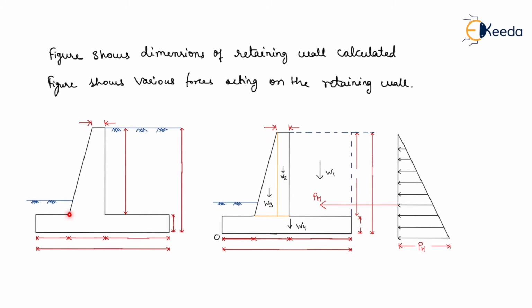In this figure we will mark all dimension which we had calculated, and this figure shows various forces acting on retaining wall. Here W1 is weight of back fill, W2 is rectangular portion of stem, W3 is triangular portion of stem, W4 is base slab, PH is horizontal pressure on stem.